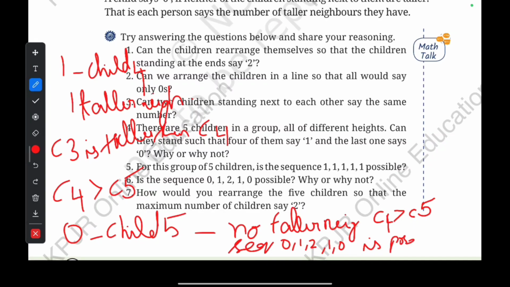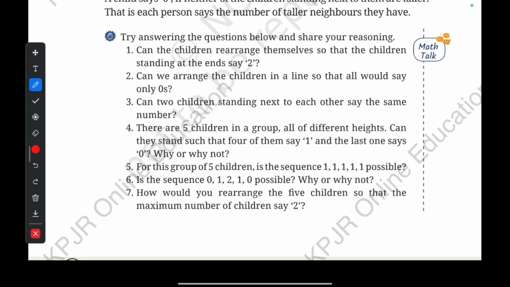Got it? So I will tell you how the figure looks. One tall person, 0, then 1, then shorter than that is 2, then taller, so 1, then taller than that, 0. Understood? This is how the children stand. So I have drawn this as a person, that standing line as a person. Understood? Any doubts? Shall we move on to the next question?